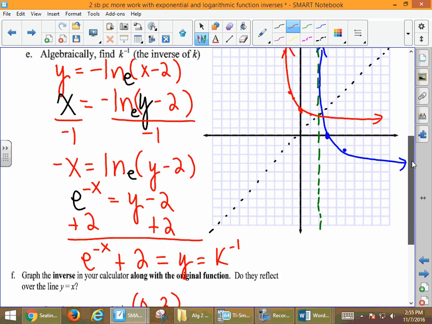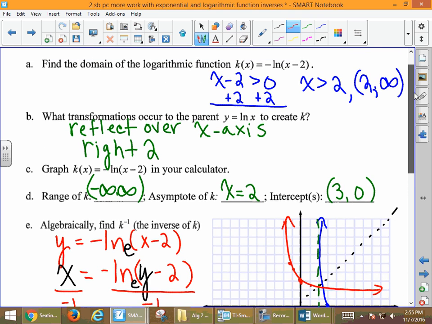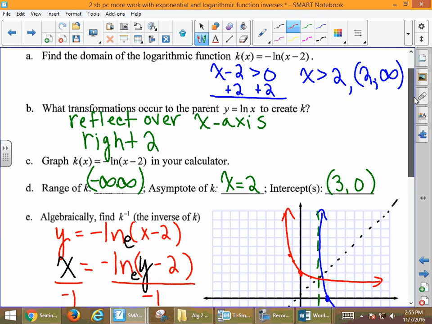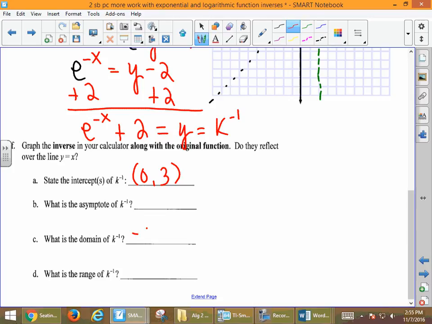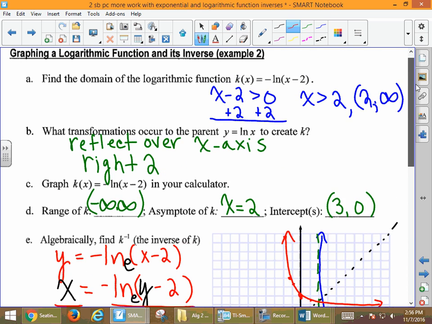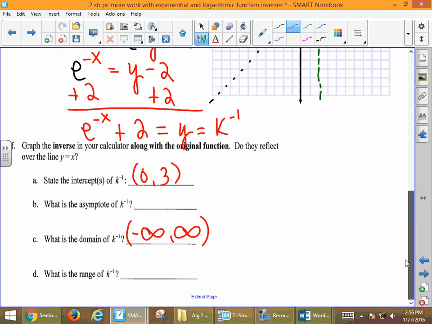Our domain of our function, remember, is going to be coming from our range, which is going to be negative infinity to infinity. And our range of the function is coming from our domain, which the domain of the original function was 2 to infinity, so our range is going to be 2 to infinity because the x values and the y values switch. And lastly, do we have an asymptote? Well, we had x equals 2 originally, so we're going to have y equals 2 for our asymptote.